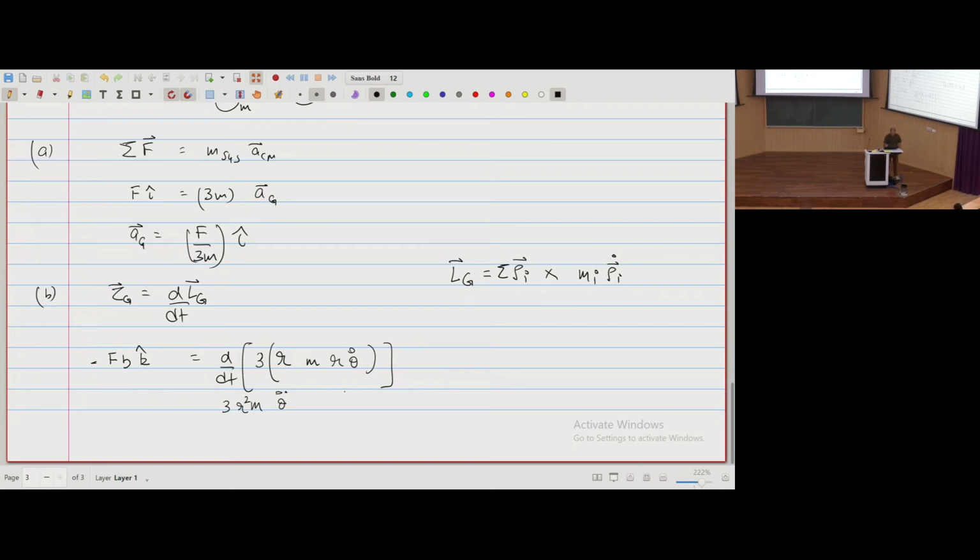Sorry, what was the direction of the angular momentum? K hat. When I differentiate this, I see that it's only theta dot that changes with time. R, M and K hat, they are all fixed, they do not change with time.